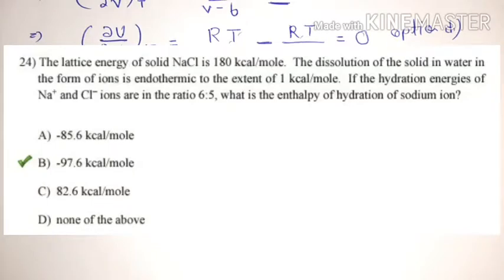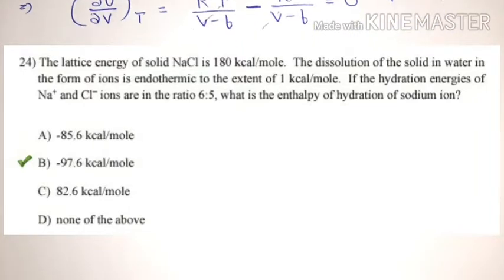See, this is your next question. It says the lattice energy of solid NaCl is 180 kilocalorie per mole. The dissolution of the solid in water in the form of ions is endothermic to the extent of 1 kilocalorie per mole. If the hydration energies of sodium plus and Cl minus ions are in the ratio 6:5, what is the enthalpy of hydration of sodium ion? And we have 4 options, that is A, B, C and D. Friends, we must find the enthalpy of hydration of sodium ion in this question. So let's do the solution of this question.